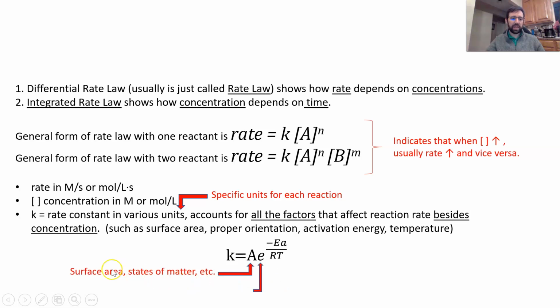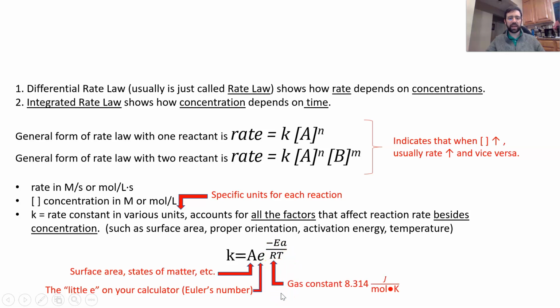So first of all, the surface area, states of matter, and so on are accounted for in this factor that you see, the uppercase A. E, the lowercase e, is Euler's number. It's the little e on your calculator. R, you know, is the gas constant, but we're talking about the gas constant in specific units, 8.314 joules per mole Kelvin. And then temperature has to be in Kelvin. And this Ea, that's activation energy, which we will discuss in more detail later.